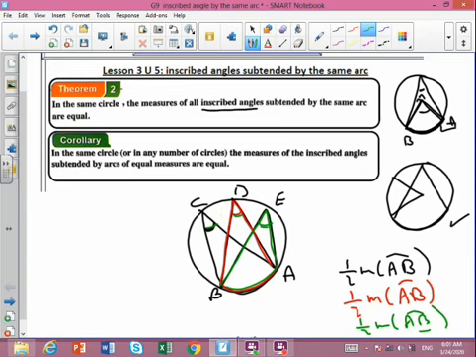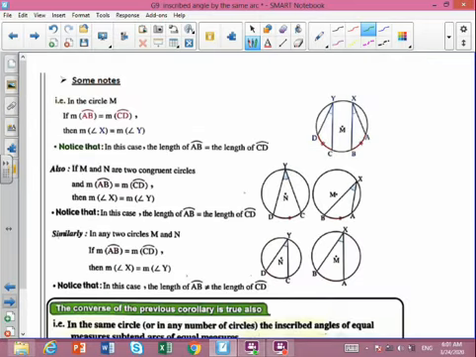There is a corollary that says that in the same circle or any number of circles, the measures of the inscribed angles suspended by arcs of equal measures are equal. Okay, some notes here. In circle M, as we see, the angles are not suspended by the same arc, but given that I have two equal arcs, measure of arc AB equals measure of arc CD, the inscribed angle suspended by arc AB equals the inscribed angle suspended by arc CD.